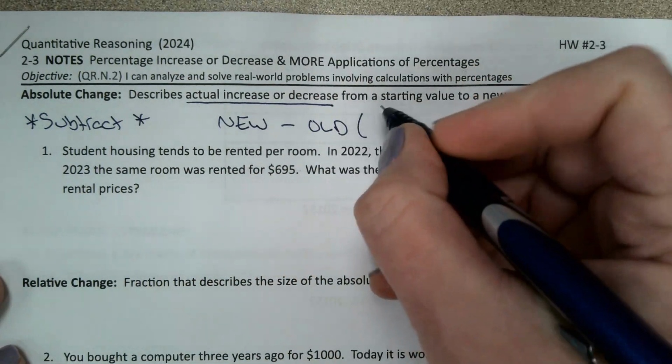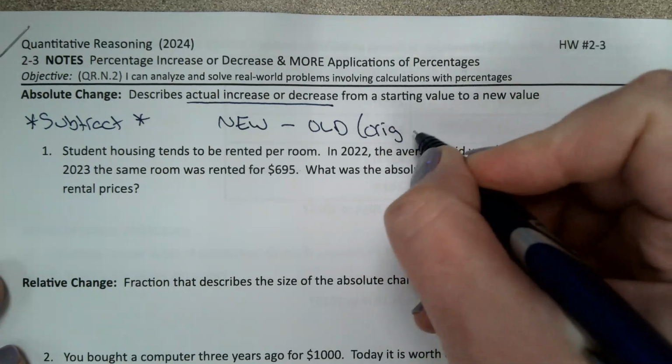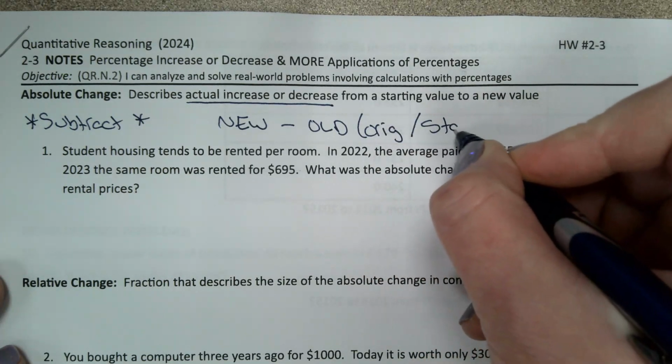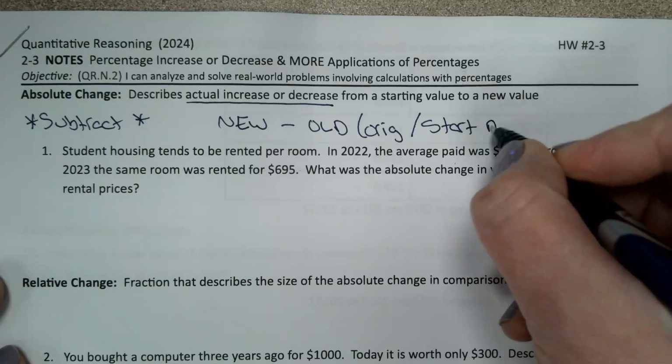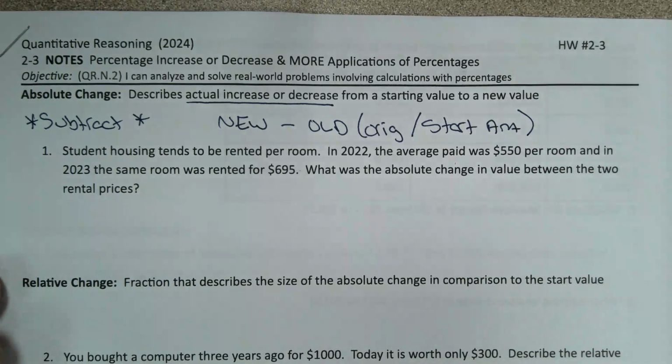The old value might be the original value. It might be the starting amount. So that is what we're going to call new minus old.